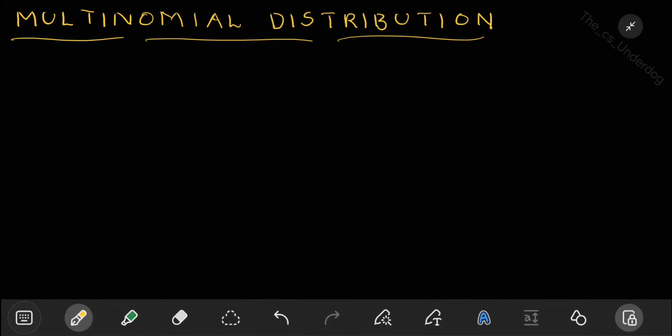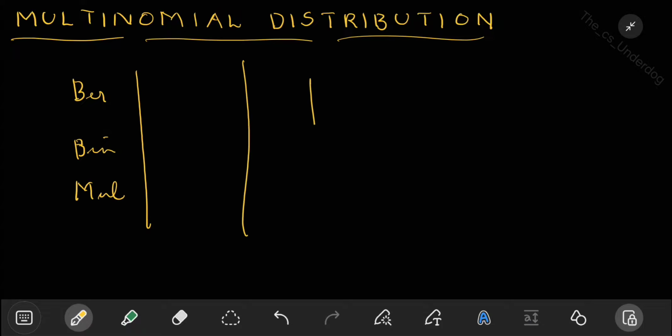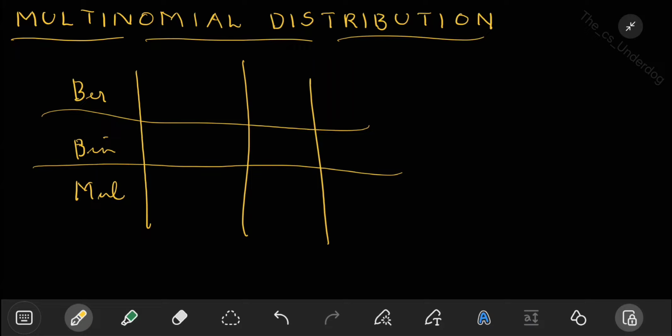Multinomial distribution. Multinomial distribution is a generalization of binomial distribution to model experiments with more than two possible outcomes. That is, initially we learned about Bernoulli distribution, then about binomial distribution, and now you are learning about multinomial distribution. Let's understand what is the difference between these three.